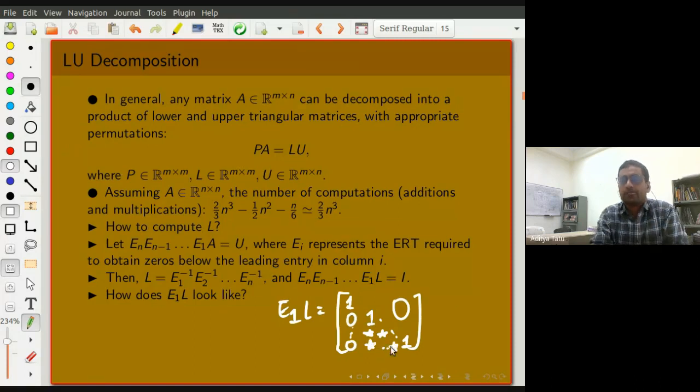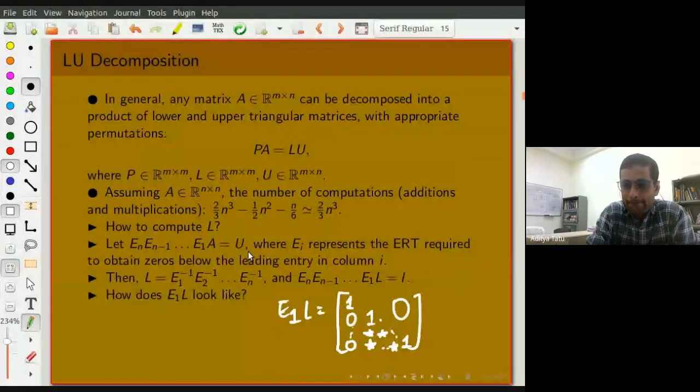How many of you agree with this? This is sort of the most tricky part here. Anybody who does not agree with this? That by applying the elementary row transformation E1 on the matrix L, whatever that matrix is, we do not know it yet, but let's say we knew what L is, that would also turn the first column into 1 followed by all zeros. Anybody who disagrees with this?